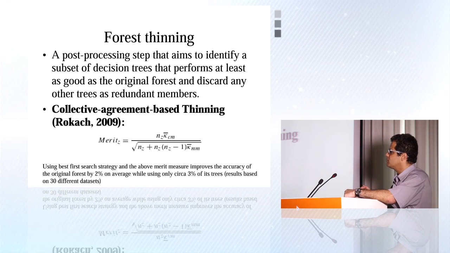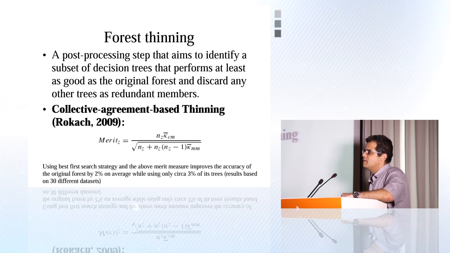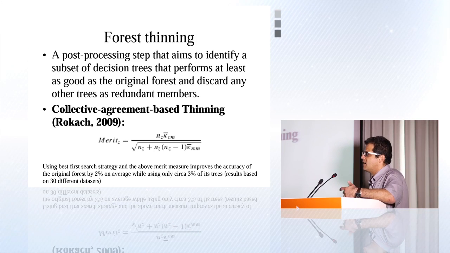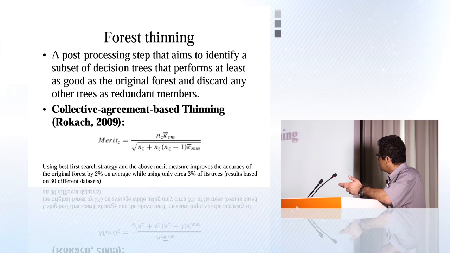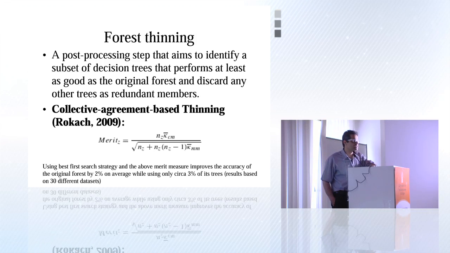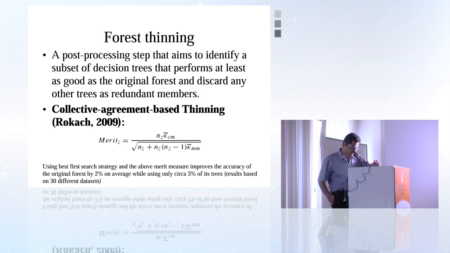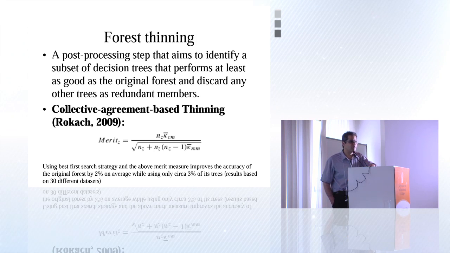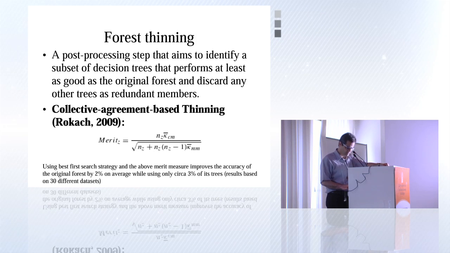So if a subset contains trees that are accurate but diverse, then the merit of this subset will be higher. And by using a very simple best first search strategy, we have shown that we can reduce the size of the forest to almost 3% of its original size, which makes it much more practical in a real-time application. And we even improved the accuracy in this case, about 2% better than the original random forest.